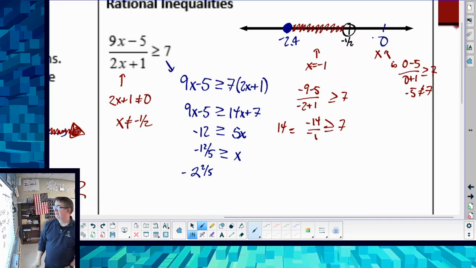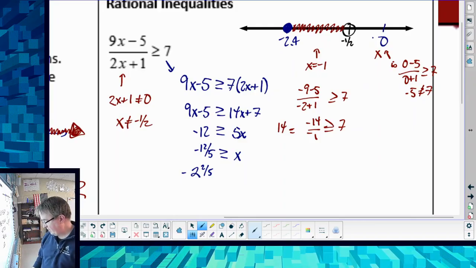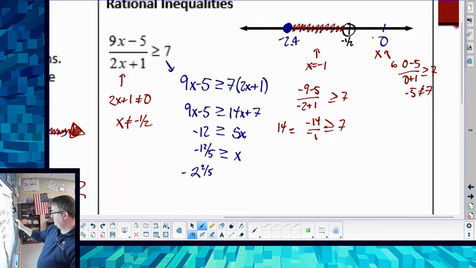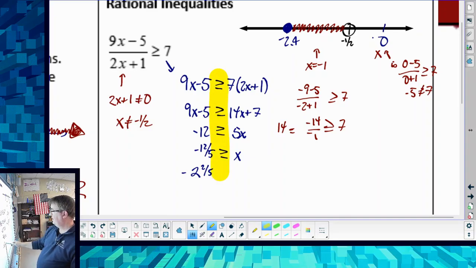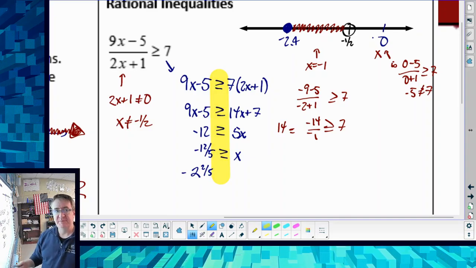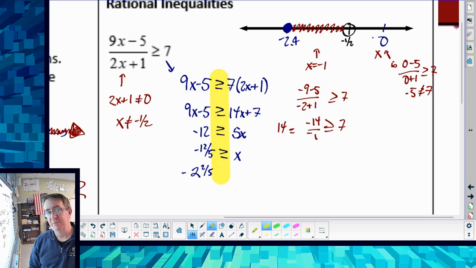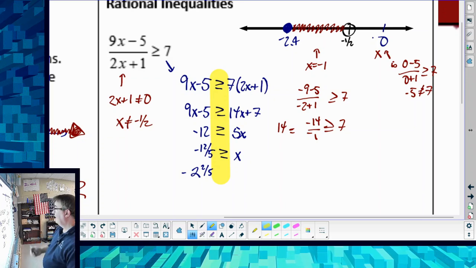Okay, so that would be one of those cases that when we did the multiplying, relying just on what's going on here, when we did the math, we ended up essentially dividing by a negative number, and the inequality should have flipped around.